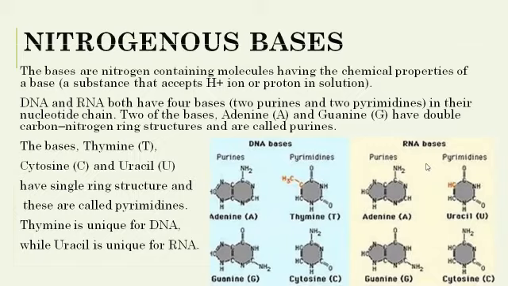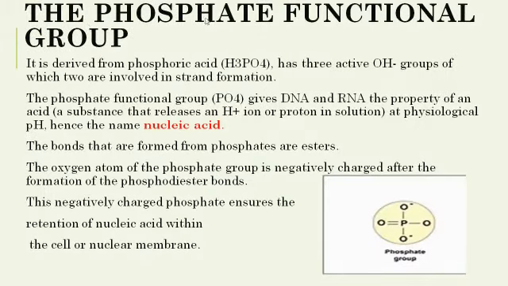The phosphate functional group. The functional group here is the phosphate. It is derived from phosphoric acid, H3PO4. It gives out an OH ion, a hydroxyl group, which is involved in the formation of the strand. The phosphate functional group PO4 gives DNA and RNA the property of an acid, as it is derived from phosphoric acid. So it gives the name acid, hence they get the name nucleic acid.